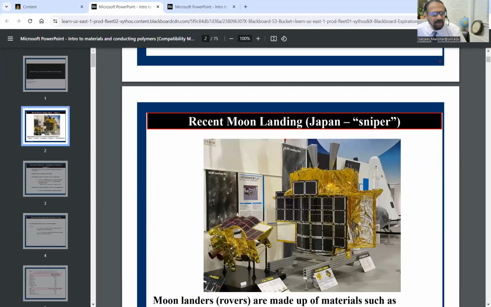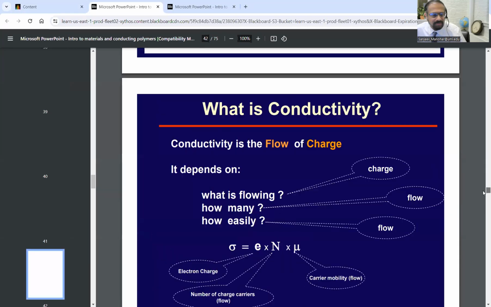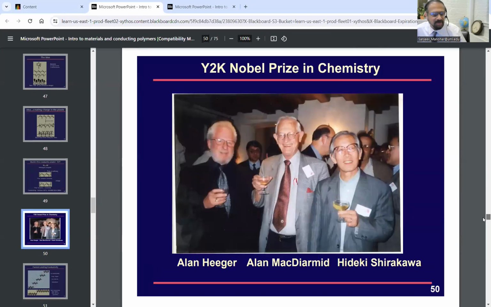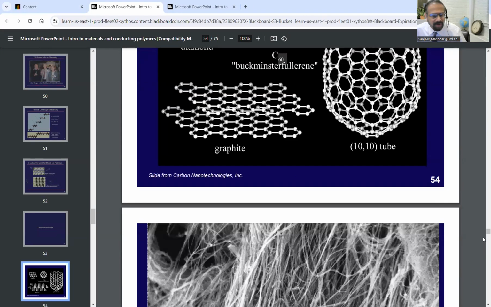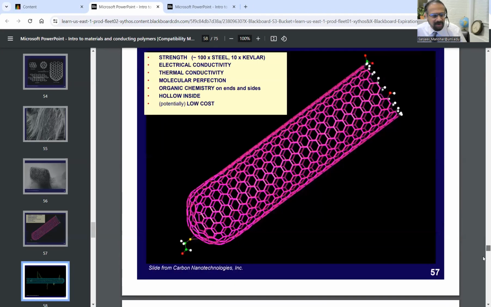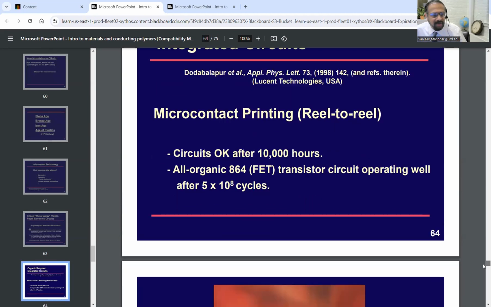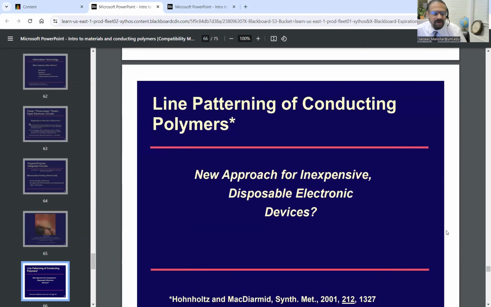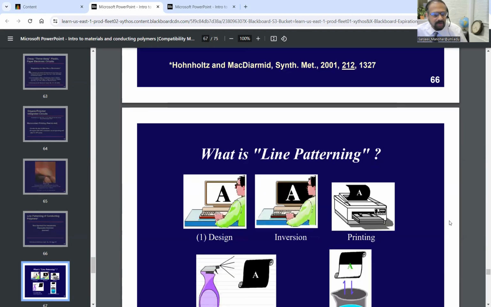And you go back. I think I went all the way up to conductivity and then how it was discovered, the Nobel, remember that, this one? And then I also went into a little bit of nanotubes and then I stopped there. But if you keep going a little bit further, the Stone Age, Bronze Age and all that, right? And then we have line patterning of conducting polymers on slide number 66. What is it, right? It's very interesting. So just take a look at it.